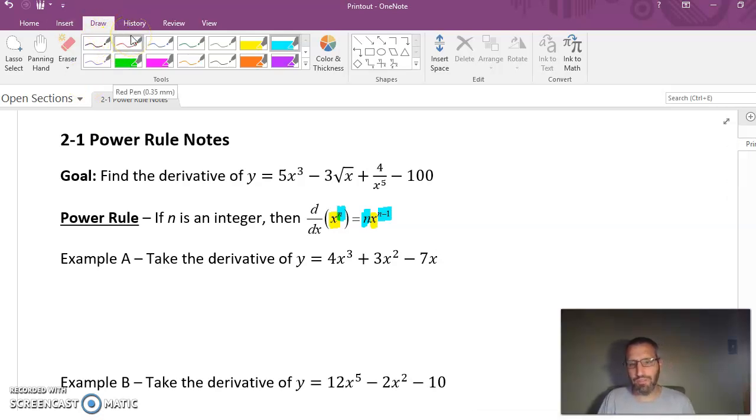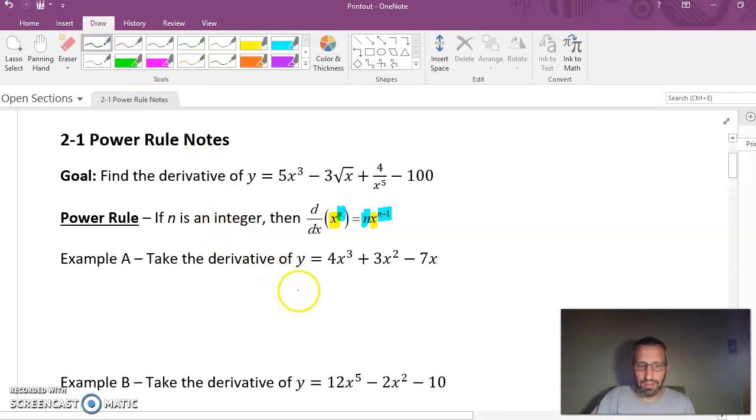Okay? So let's do a couple of examples to hopefully drive home the point here. Example A says take the derivative of y when y equals 4x to the third plus 3x squared minus 7x. Just your everyday run-of-the-mill cubic function. All right? So let's go ahead and apply this power rule. The first thing we need to do is write our derivative of y. We're going to show that notation as y prime. That's not to the first power. That is y prime.